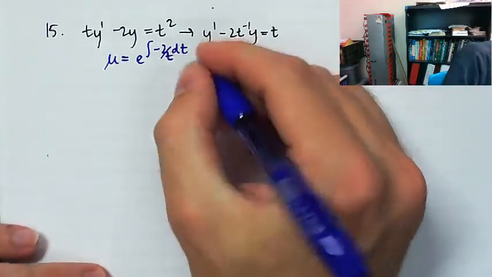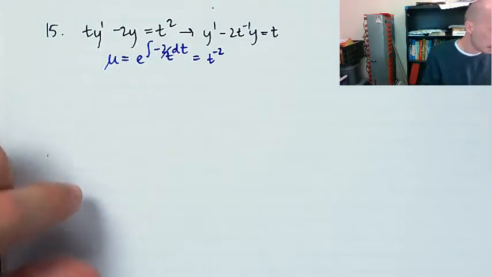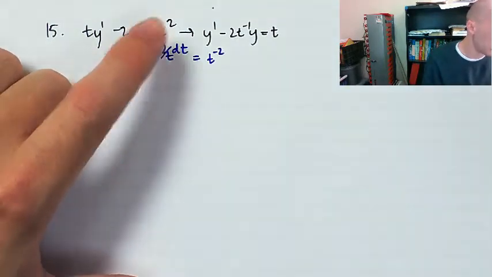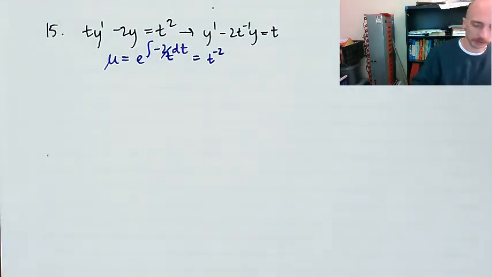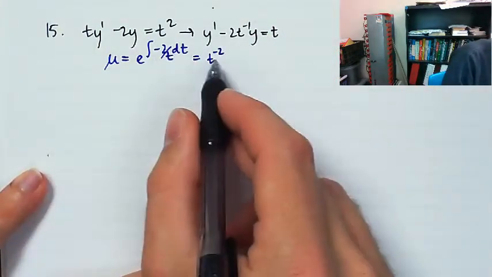That's going to be t to the negative 2. Okay. Because it's going to be e to the negative 2 log t, and you've seen how this has gone a bunch of times already. Now I'm going to multiply both sides of this equation by my integrating factor.